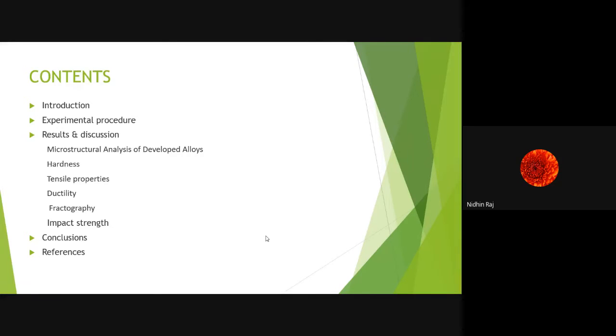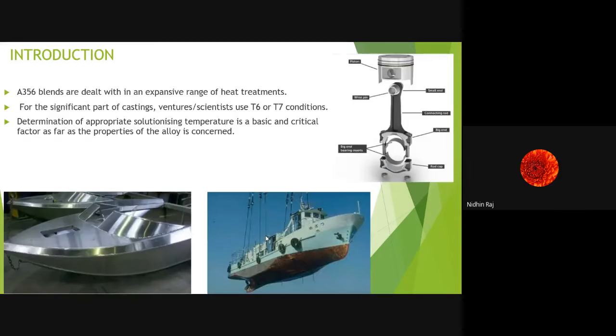Now, moving on to the introduction part. A356 alloys are used in a vast variety of applications nowadays, like in making boat hulls, cylinder linings, and other lightweight applications. Anywhere in lightweight applications, you can always go for aluminum. A356 alloys particularly have found a huge amount of application in these lightweight application areas.